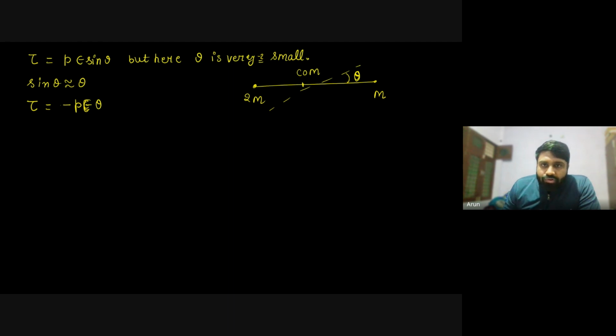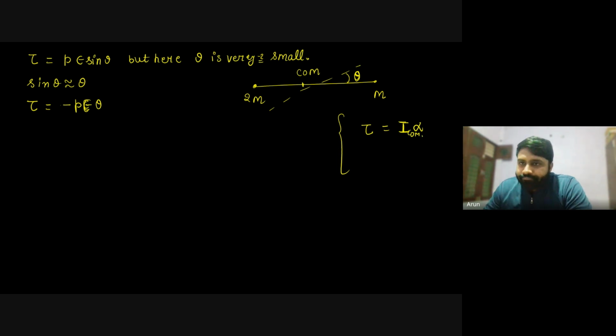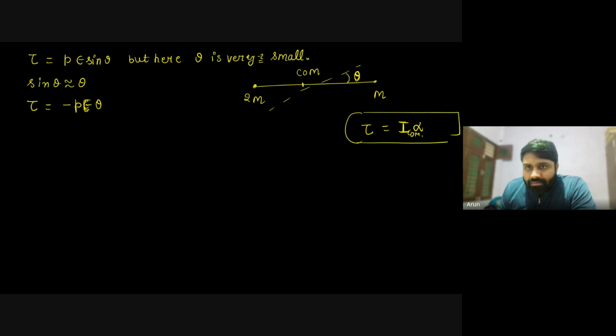The torque we also know from rotational dynamics. Torque is nothing but I into alpha, and this I is about the center of mass for a system of particles. You know the formula. Now we are going to equate it: I about the center of mass into alpha is equal to minus PE theta.